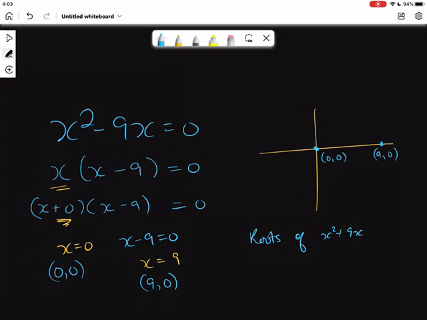So roots of x squared minus 9x. And then I would also call these zeros of this equation. And I would say that they're also the x-intercepts.